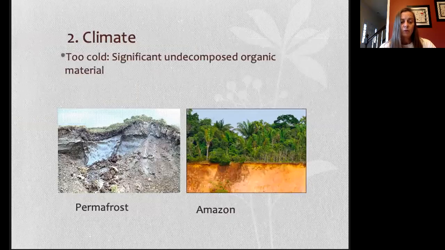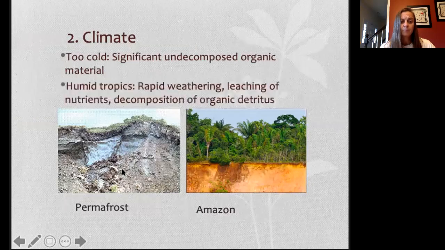If it is too cold, like in the permafrost, our organic material can't decompose, and so that results in a poor soil. And in the really humid tropics, the rapid weathering, the leaching of those nutrients, and the fast decomposition actually results in relatively poor soils there as well. So the happy medium for soil is somewhere in between, not the humid tropics, but in the temperate zones.